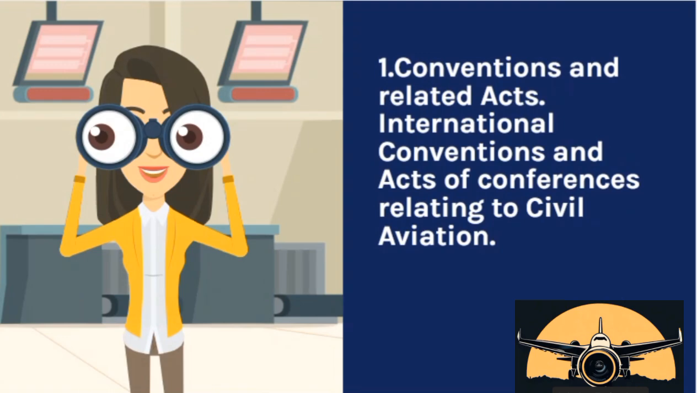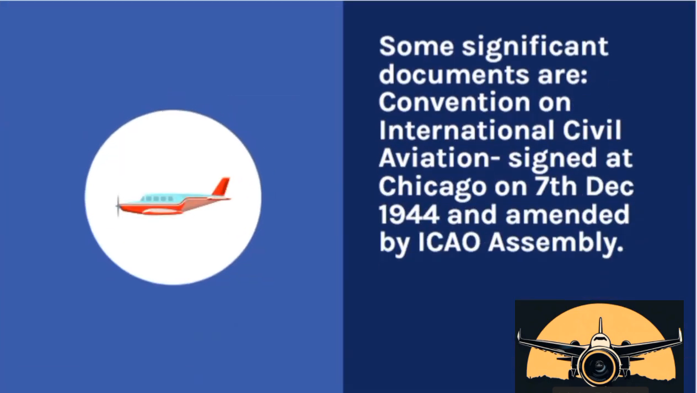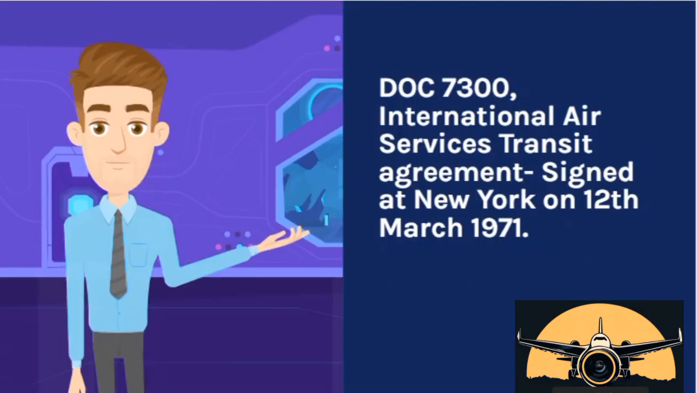1. Conventions and related acts. International conventions and acts of conferences relating to civil aviation. Some significant documents are: Convention on International Civil Aviation signed at Chicago on 7 December 1944 and amended by ICAO Assembly. DOC 7300. International Air Services Transit Agreement signed at New York on 12 March 1971.